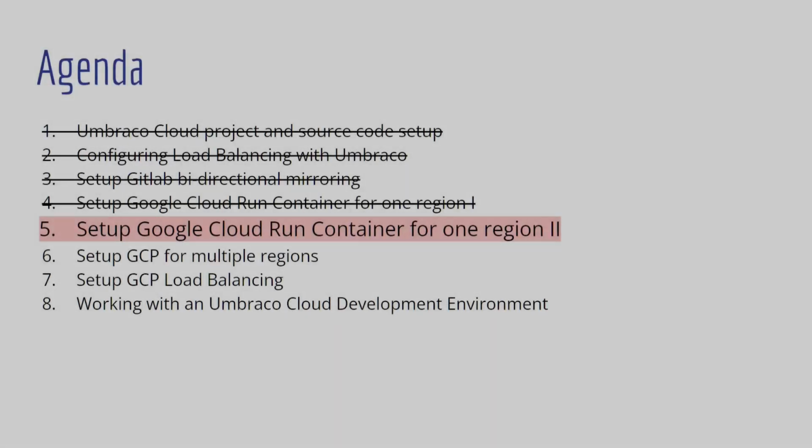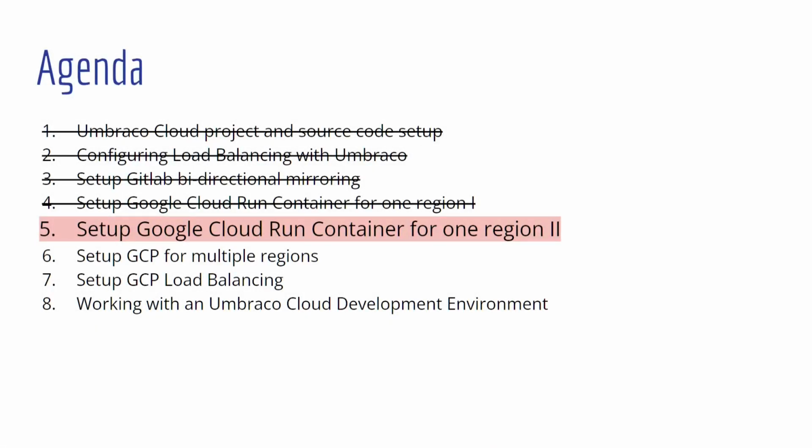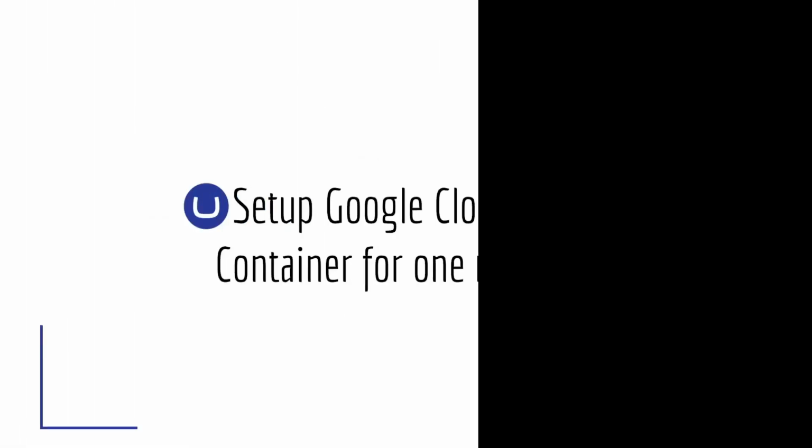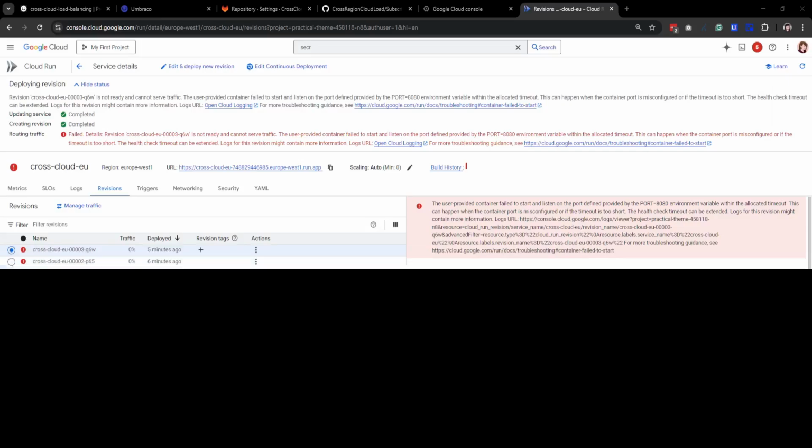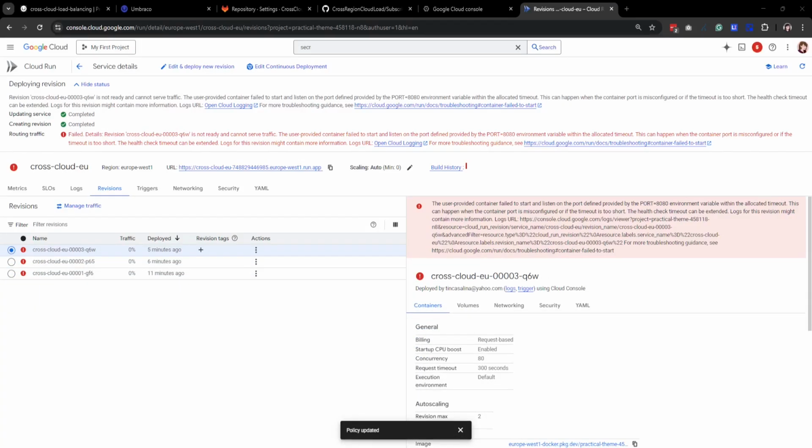In the previous video, we have set up Google Cloud Run container, and in this video we are going to continue working with the Google Cloud Run so that we can fully connect it to Umbraco Cloud project. So let's get started. Our main goal with the next steps is to get a single IP address that we can add to the Umbraco Cloud portal so that the subscribers are able to access the database.